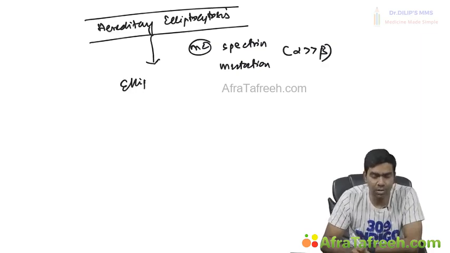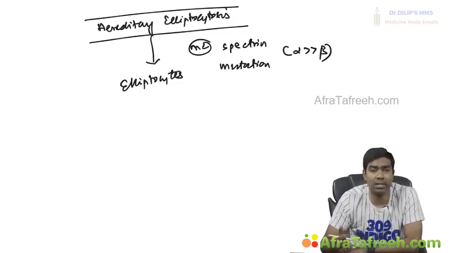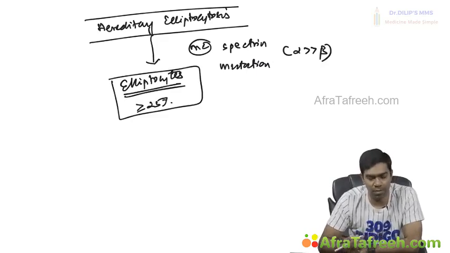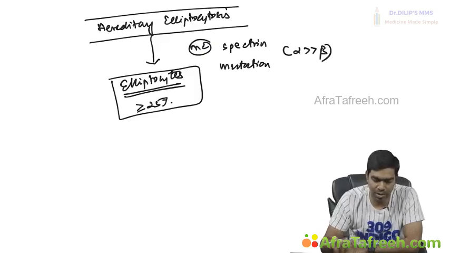So what will be the typical feature? The peripheral smear will show elliptocytes. If you want to see how elliptocytes look, look at the basics of RBC, where I have shown an entire template on dysmorphic RBCs. Elliptocytes are greater than or equal to 25% in the peripheral smear. This confirms that the patient has hereditary elliptocytosis.